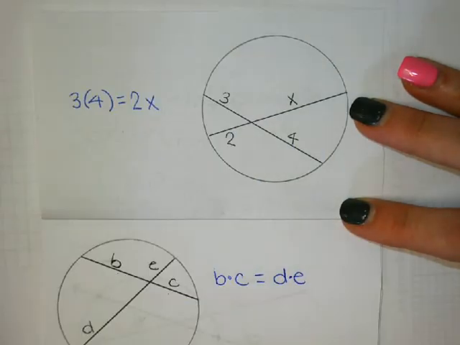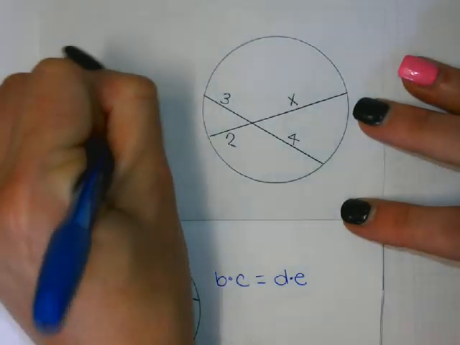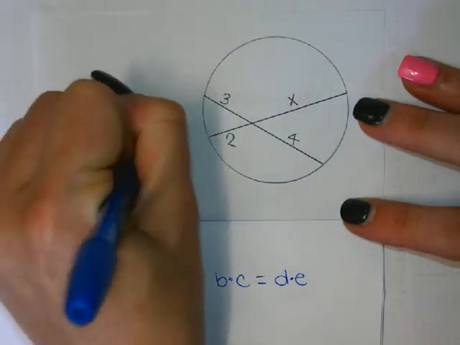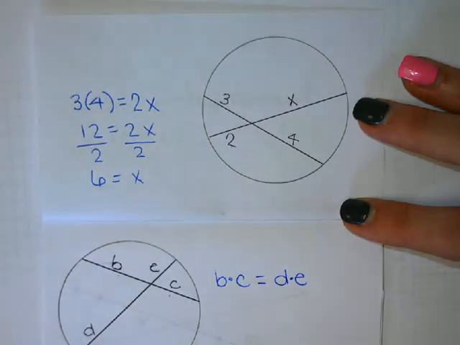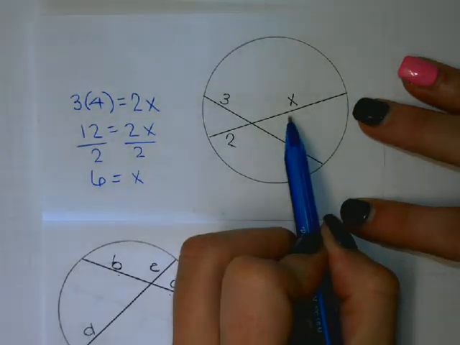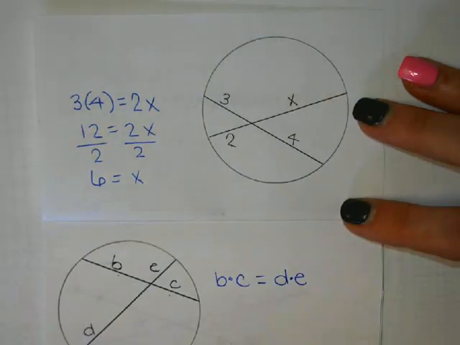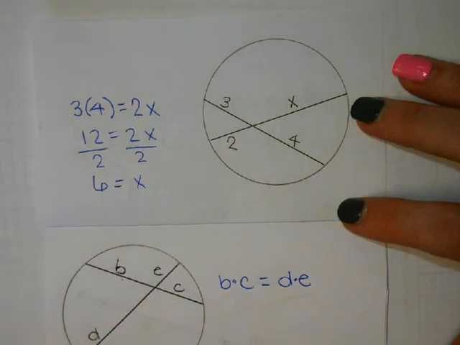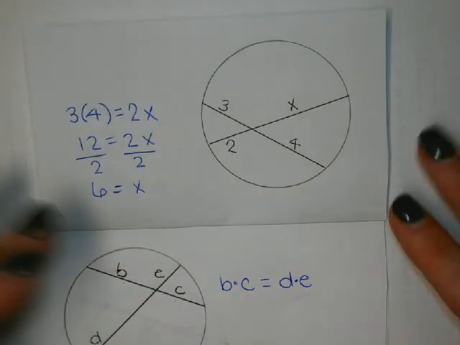Now you can solve out the math. 3 times 4 is 12, and then we need to divide, and x equals 6. So right here, this little piece should be 6 units long. However, these are feet, yards, inches. They're not degrees. They are in some kind of unit of measure. All right, so that's for a chord and a chord.